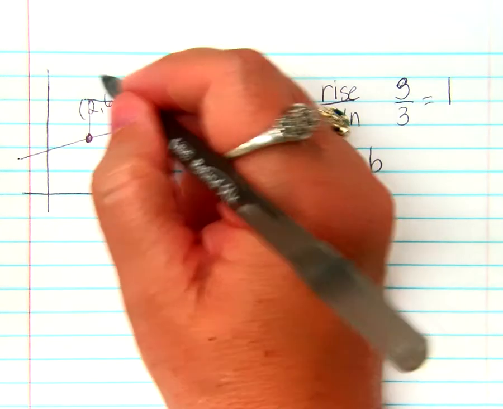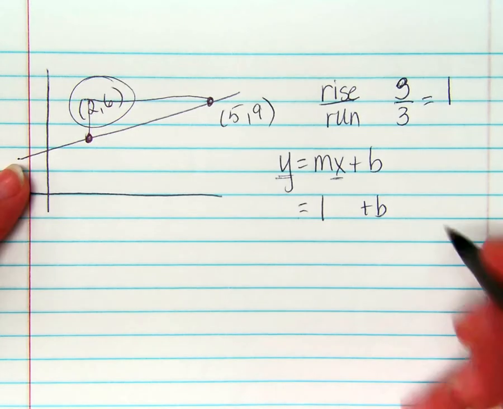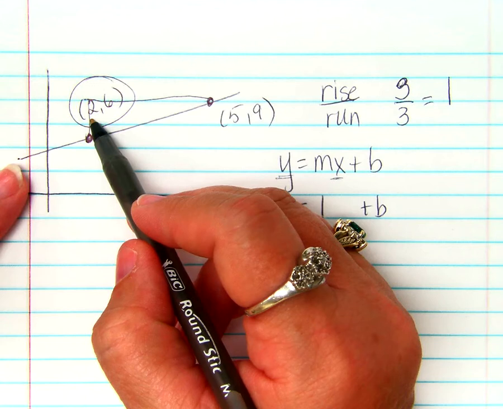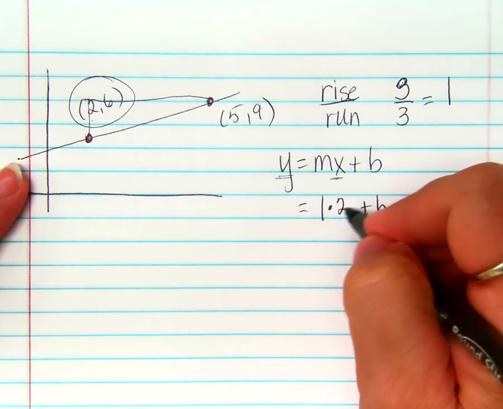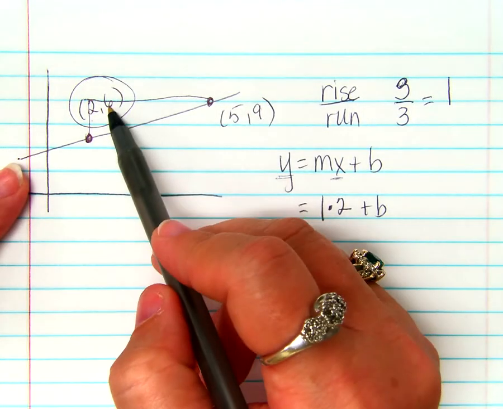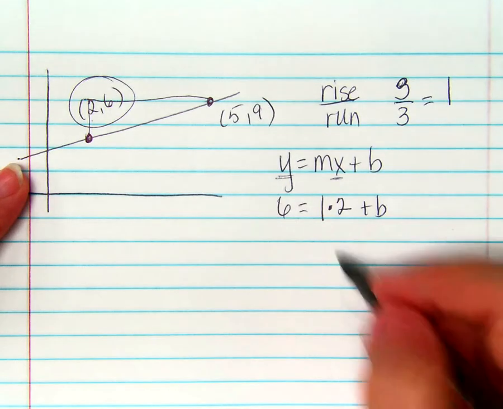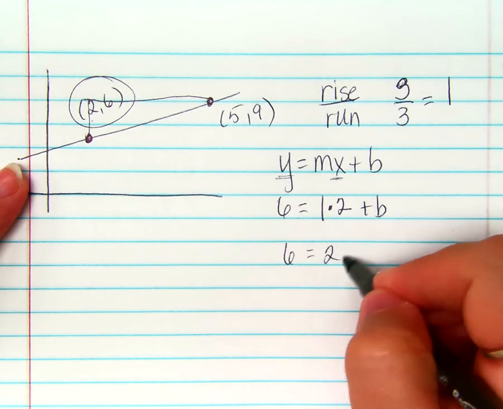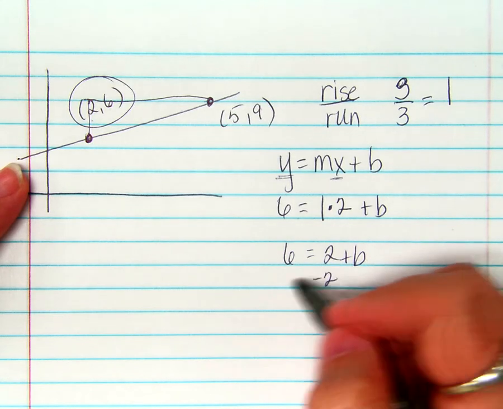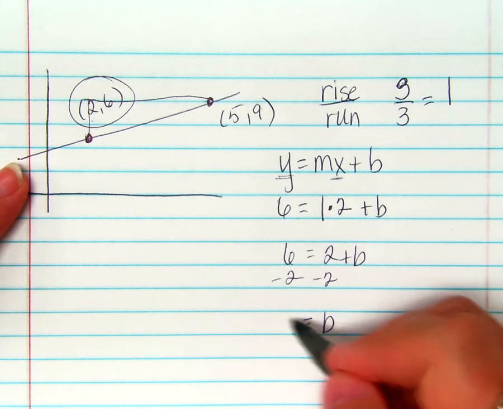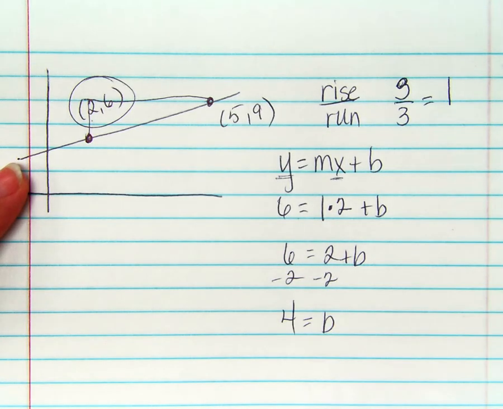So let's use the 2 and the 6 first, okay? So the 2 is which value? The x value. So let's say times 2, and the 6 is the y value. So 6 equals 2 plus b. Well, if I'm solving for b, I'm going to subtract 2 from both sides to say b equals 4. Right?